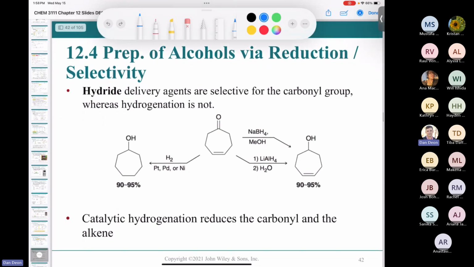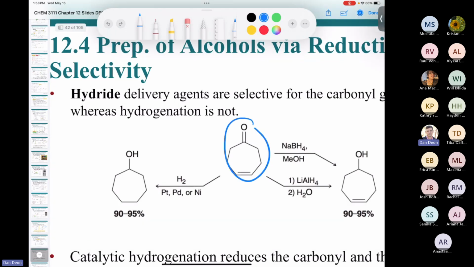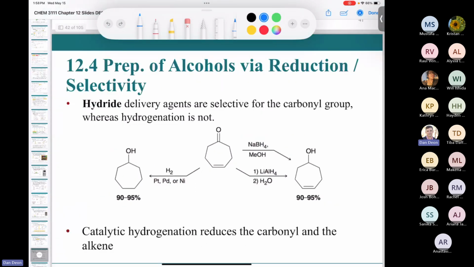If you're very astute, and I know you all are, you probably figured this out already. Let's say you had this compound. It's a beautiful compound. You have a 7-membered ring. You have a ketone in it, and you have an alkene, right? Does everybody see that? You've got a carbonyl, and you've got an alkene.